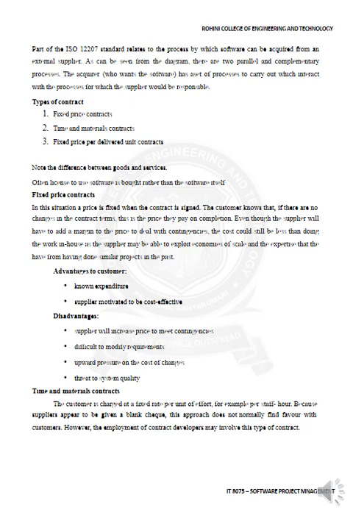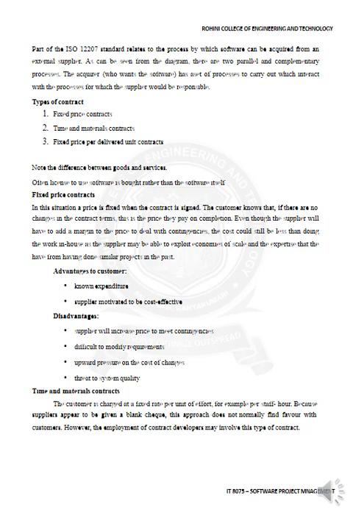The types of contract are fixed price contracts, time and material contracts, and fixed price per delivered unit contracts. Fixed price contract: in this situation a price is fixed when the contract is signed. The customer knows that if there are no changes in the contract terms, this is the price they pay on completion. Even though the supplier will have to add a margin to the price to deal with contingencies, the cost could still be less than doing the work in-house, as a supplier may be able to exploit economies of scale and the expertise that they have from having done similar projects in the past.